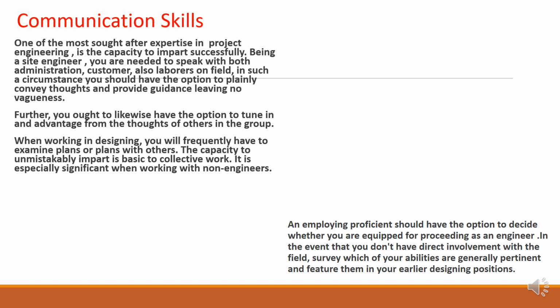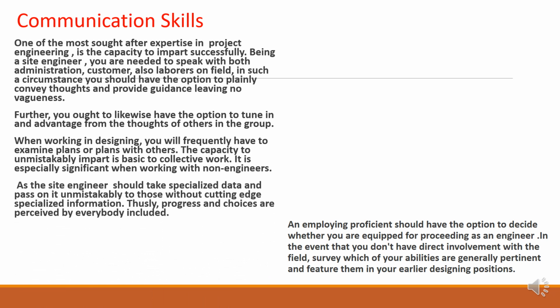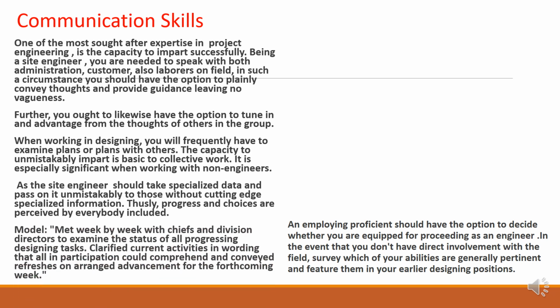The capacity to clearly communicate is a basic collective work. It is especially significant when working with a non-engineer, as the engineer should take specialized data and pass it on clearly to those without advanced specialized information. Thus, progress and decisions are understood by everybody involved. Example: Meet weekly with the managers and division directors to examine the status of all ongoing engineering tasks. Explain current activities in wording that all in attendance could understand, and convey updates and planned advancement for the upcoming week.